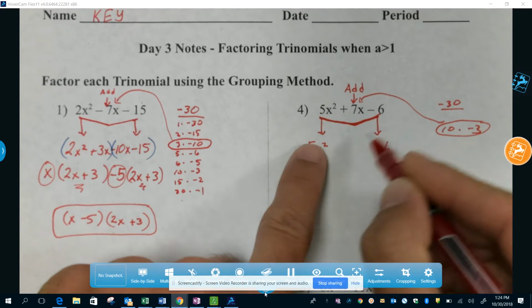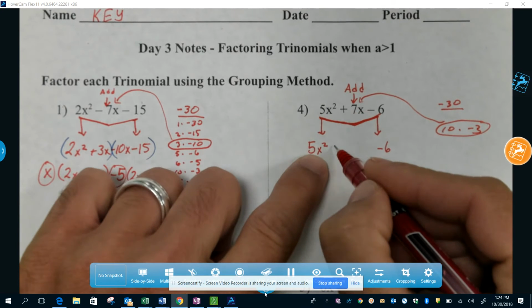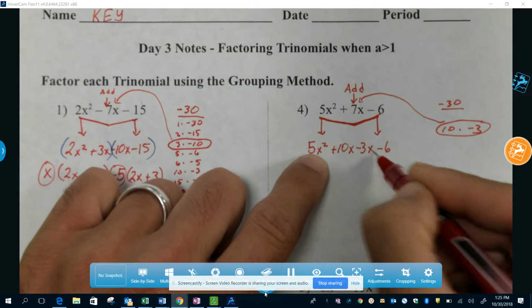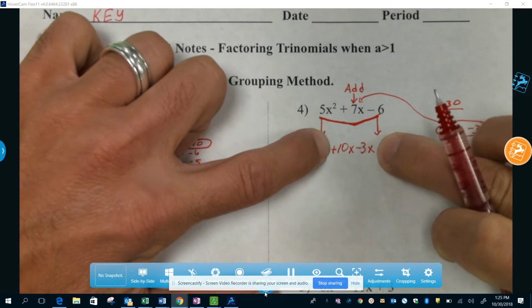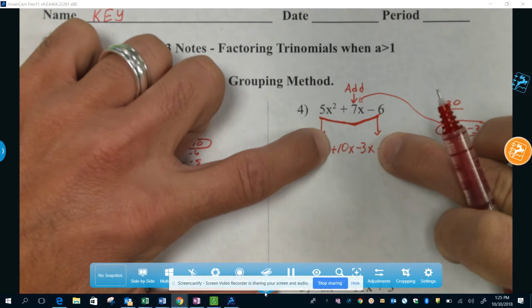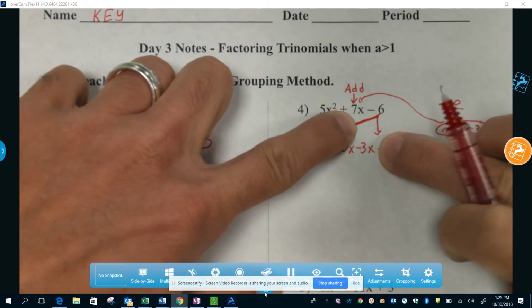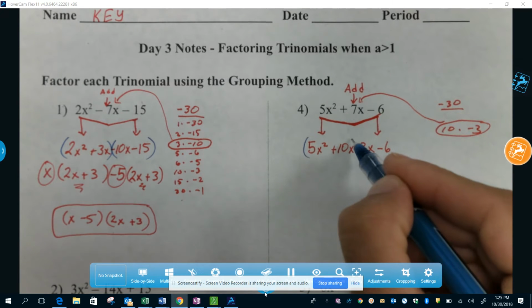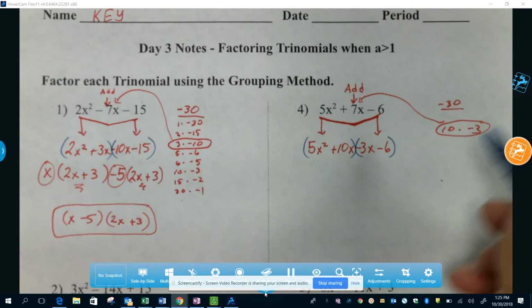So those are the two numbers that I'm going to split my 7 up into. Positive 10x and negative 3x. 10x minus 3x, if I combine those like terms, those would combine to give me 7x. So I've created 4 terms now, and now that I have 4 terms, I can group them.